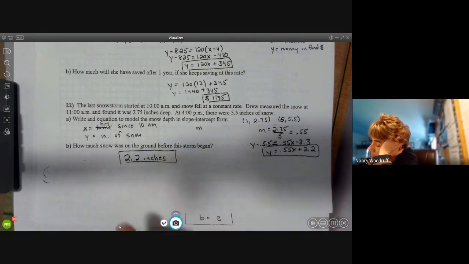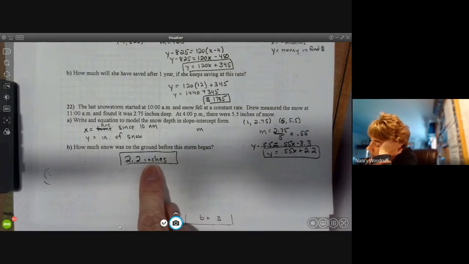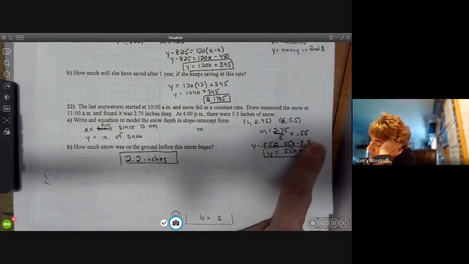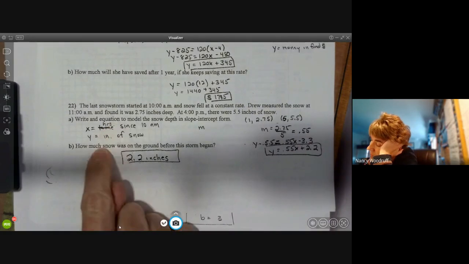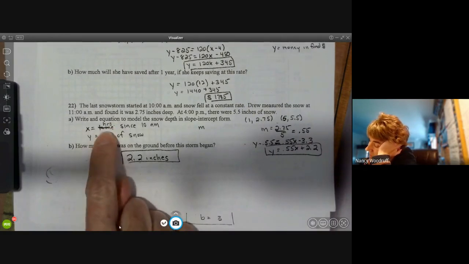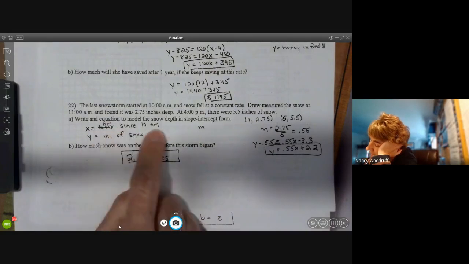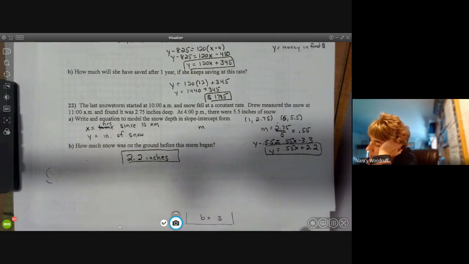How much snow was on the ground before the storm began? 2.2 inches. So basically, this is more like Jack living in Vermont. They've got snow on the ground, and then the next storm comes and adds to it. So right now, we would have a 0 before the next storm, but other places already have snow on the ground. Don't forget to define your variables. And in this case, X for me is the hours since 10 a.m., and Y would be your inches of snow.